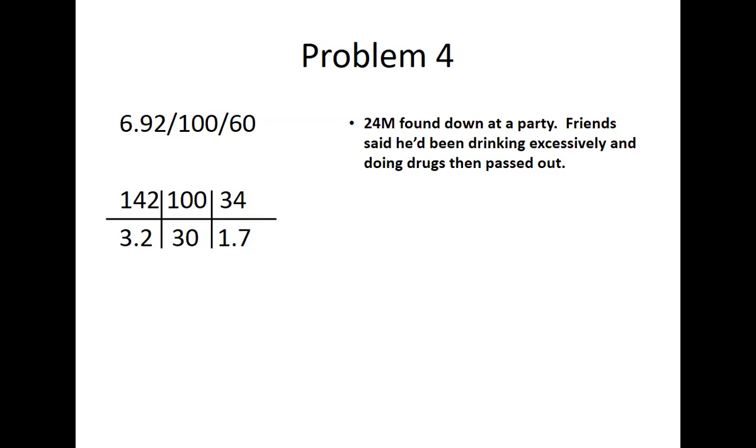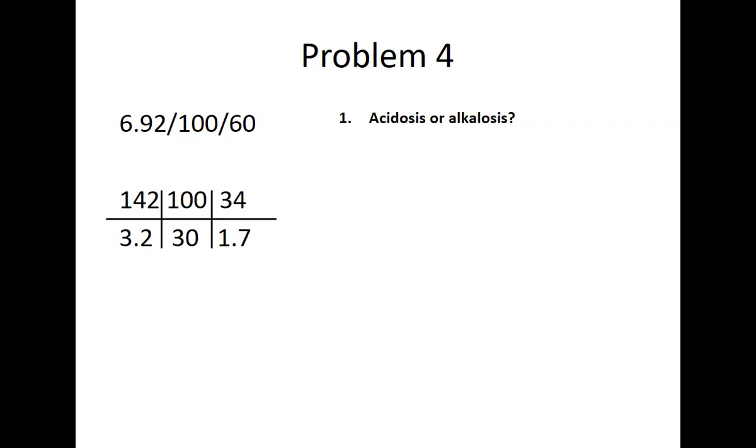24-year-old male found down at a party, drinking excessively, doing drugs, then passed out. So pH 6.92, PCO2 of 100, bicarb of 30. Acidosis or alkalosis? Metabolic or respiratory? This is a respiratory, right? So we look at our bicarb, it's going in a different direction than our pH. Our PCO2 is going up, so it's up, up, and down. That's a respiratory process.